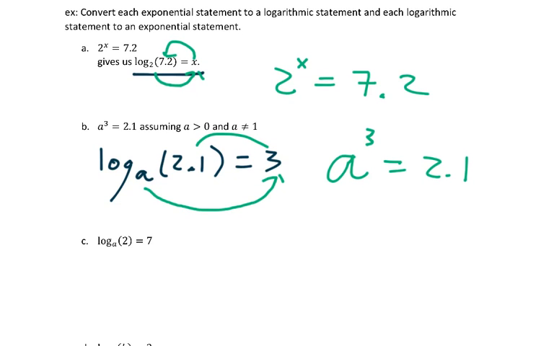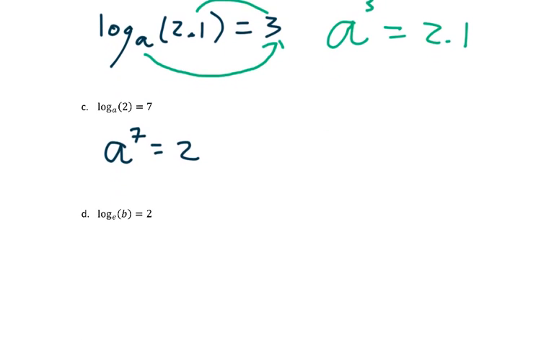Over here, we have log base a of 2 equals 7. Well, here again, we can just jump right into a log roll. We have a raised to the 7 equals 2. Now, what exactly is a? Honestly, I don't know. But for the moment, it doesn't matter.